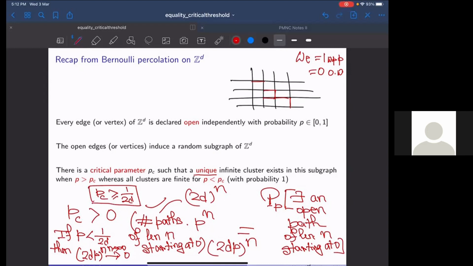Actually, let me tell you an interesting fact: p_c for Z^d is asymptotic to this value. For hyperbolic graphs, this is because, for a tree, as Tom also talked about, it looks like a Galton-Watson process, a branching process. There it is exactly 1 over 2d. So this is the critical level for the branching process.